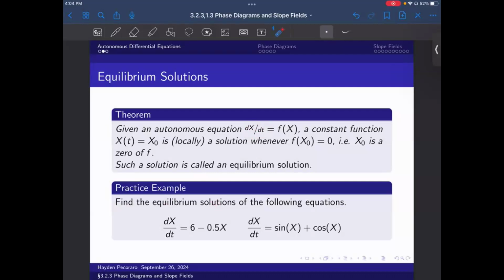So here we have a practice example. Find the equilibrium solutions of the following equations. I'm going to try this and see how it goes. I'll give you maybe 2 minutes to try to find the solutions to these. Go ahead and take out a piece of paper, or if you're doing this on your iPads, use that and try to figure out where the equilibrium values of x are here. You can use this theorem.